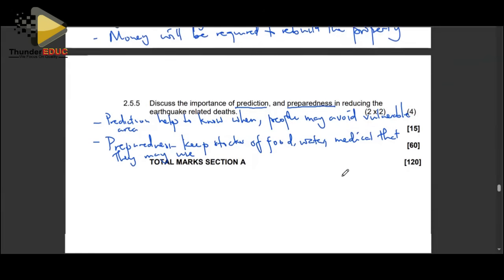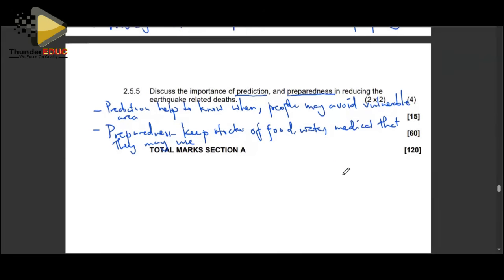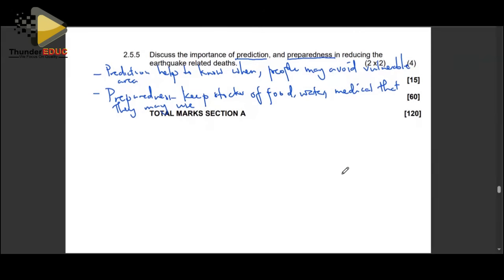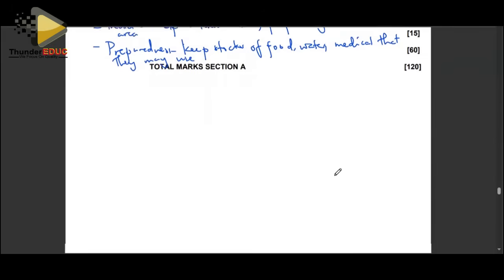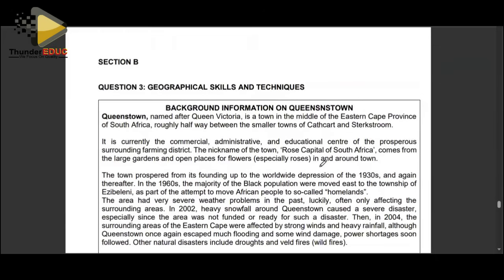2.5.5. That brings us to the end of the geomorphology question number 2, and that marks the end of section A, which is our theory section. So what we need to do now is to transit into section B, which is our map work question. So we are moving on to question number 3. Right, our map question is based on Queenstown. There is map information provided.